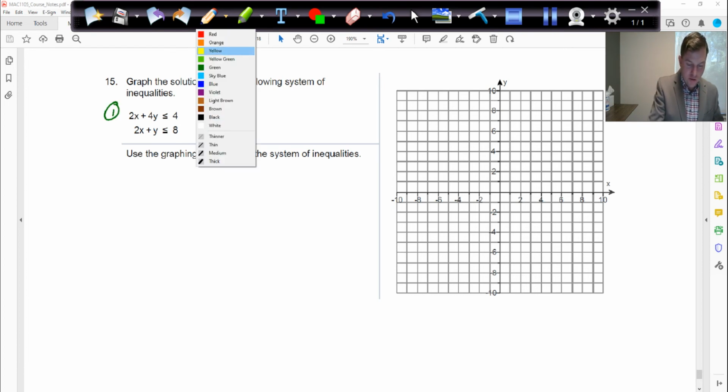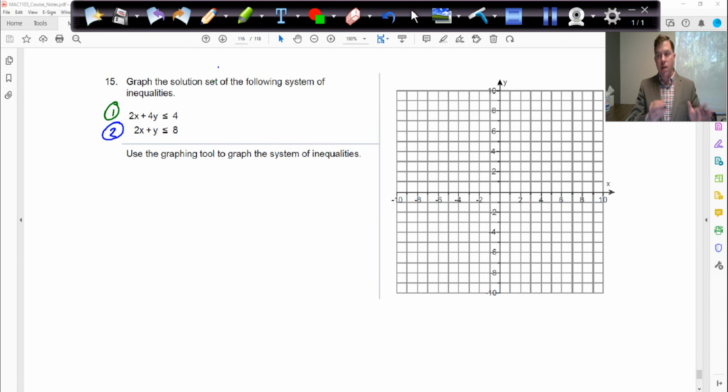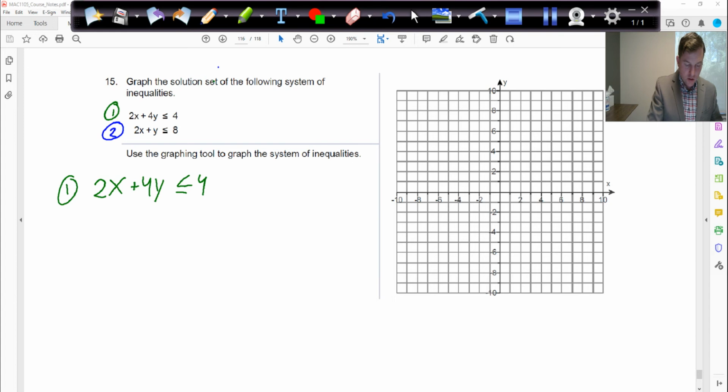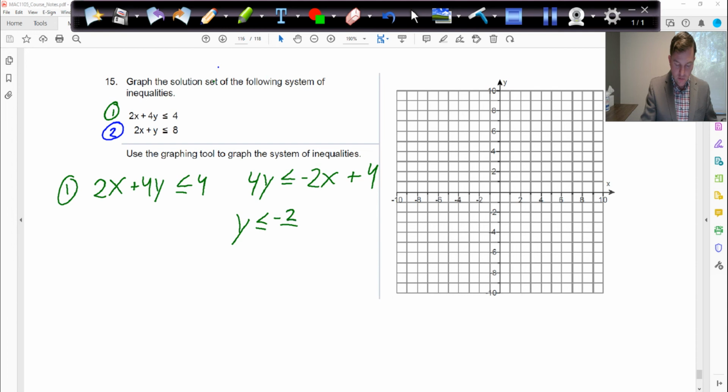All right, so let's break this in. Let's use colors. So we have 2 lines. And we're going to do the same thing. So we're going to get y on one side, x's and numbers on the other, and then we're going to see, is it dashed, is it solid, and then do I shade above or below it. So let's start with 1. We've got 2x plus 4y less than or equal to 4. So we're going to subtract 2x from both sides and get 4y less than or equal to minus 2x plus 4. And then we're going to divide everything by 4.